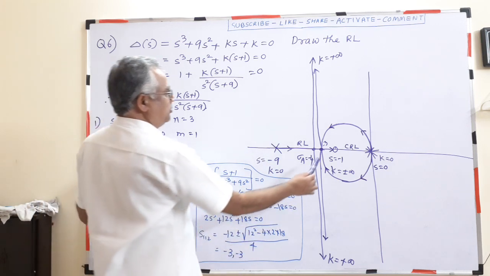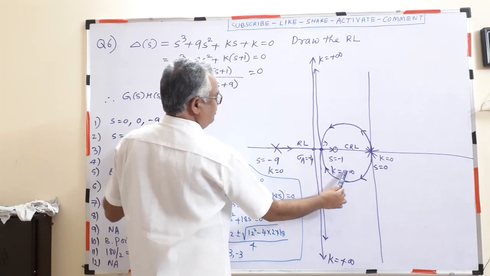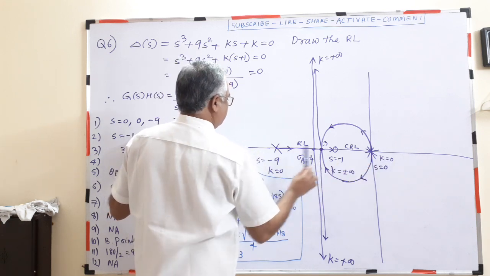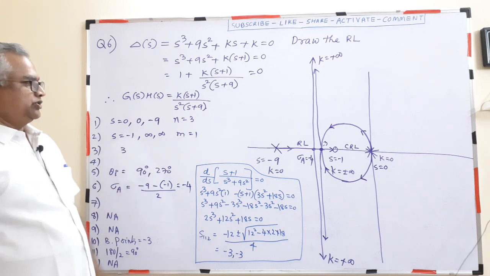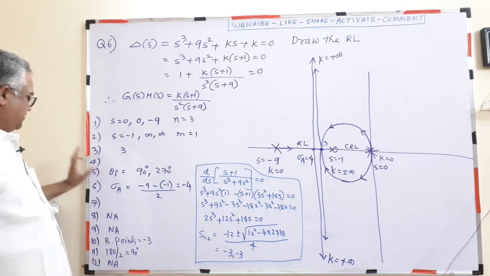Then we have a zero at s equal to minus 1. Zero refers to always k equal to plus or minus infinity. Poles are always k equal to 0. We don't have complex poles in this, so this is reflected, this is reflected.